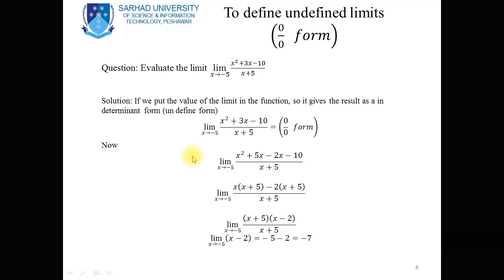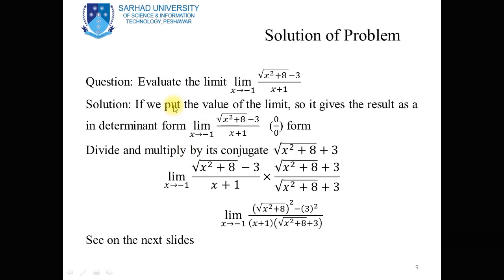Now another problem for the undefined limit. To evaluate the limit x tends to minus 1 of under root x square plus 8 minus 3, divided by x plus 1. So dear students, if we put the value of the limit, it gives the result as an indeterminate form. First of all, we apply the law of limit for the quotient of two functions.